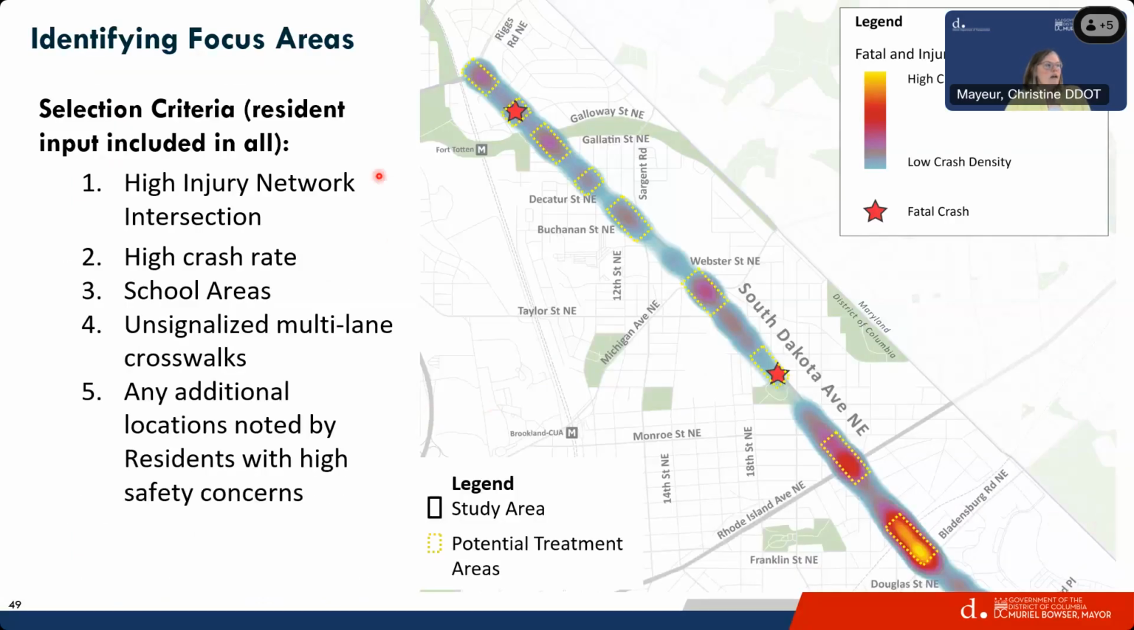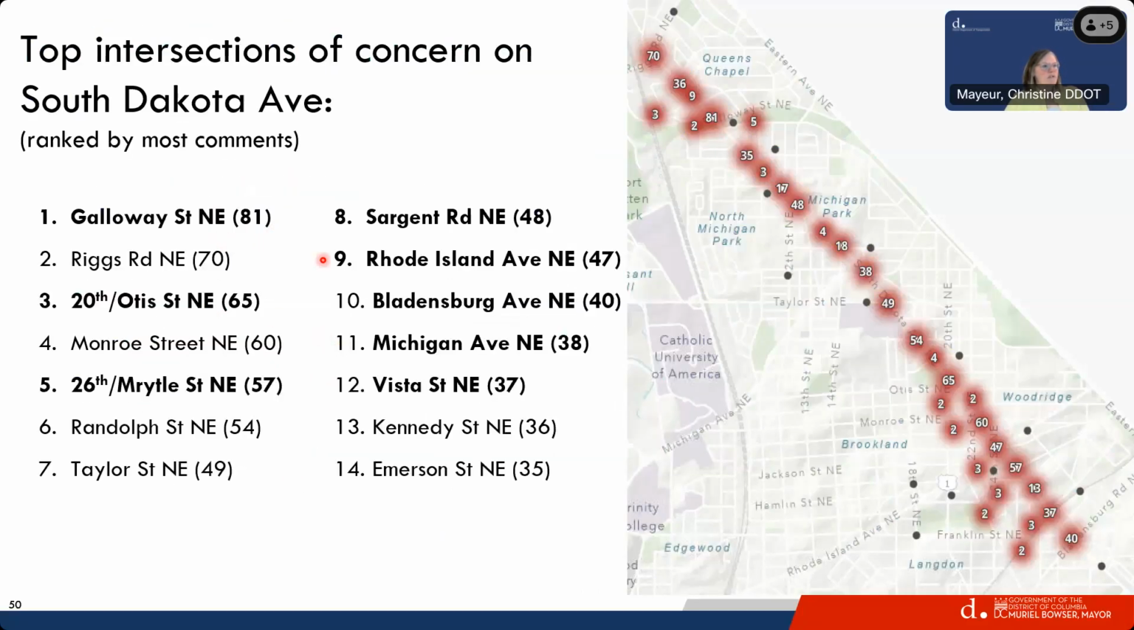So how we are thinking about focusing on these spot treatments: First, looking at our high injury network to try and address fatal and severe crashes. Other areas with high crash rates, school areas, especially around Perry Street. Any unsignalized multi-lane crosswalks for pedestrian concerns. Any additional locations that you all noted with your safety concerns as well. Just as a reminder, these are the locations that you all had noted to us, and in bold are the ones that we also had identified as well.